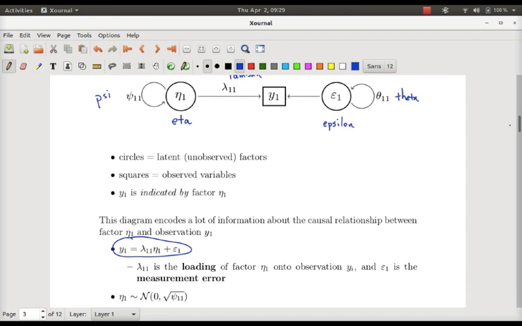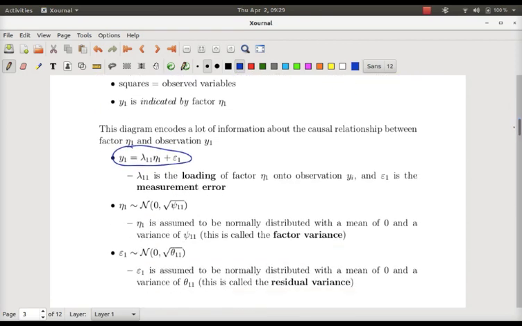There are also some other things going on here. You'll see that there are variances here. We have theta 1 and we have psi 1. What are they? Well, theta 1 is the variance of the error term, and psi 1 is the variance of the factor. Now, what exactly do we mean by that? Well, we say two other things. This is some mathematical notation that I'll explain in each bullet. The first one is that we assume that eta 1 is normally distributed with a mean of 0 and a variance of psi 1.